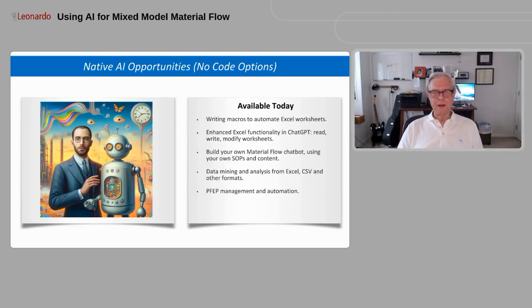So what we're looking for here are ways to use the existing tools available to you right now, today, to help us in developing a more robust, more streamlined, perhaps more automated material flow system. Okay, how can we use this? Some of the biggest ones, and many of these I have actually used, so this isn't just vaporware where I'm speculating about the use. We've actually done this. The first one is writing macros to automate Excel worksheets.